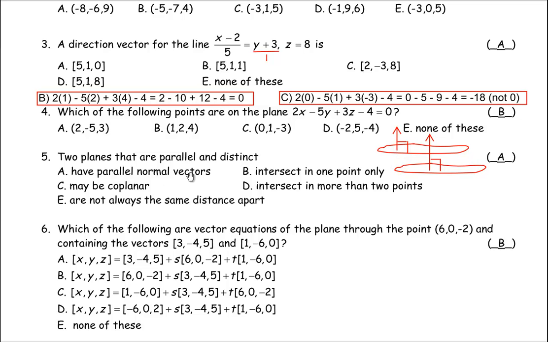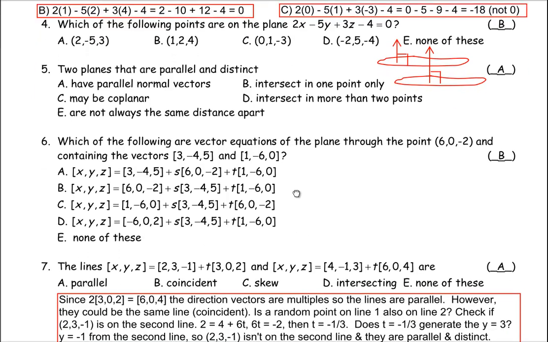So that's why A would be the correct answer for number 5. Of course, they can't be coplanar because that's not what distinct means. Distinct means they do not touch at all. And if they do not touch at all, they cannot intersect in one point or more than 2 points. And they would have to always be the same distance apart. That's what parallel means. So that's why A is the only correct answer for number 5.